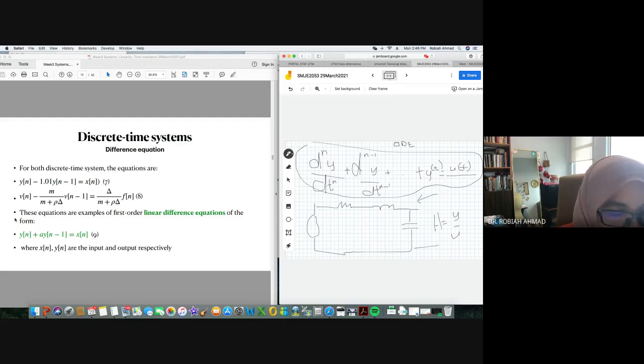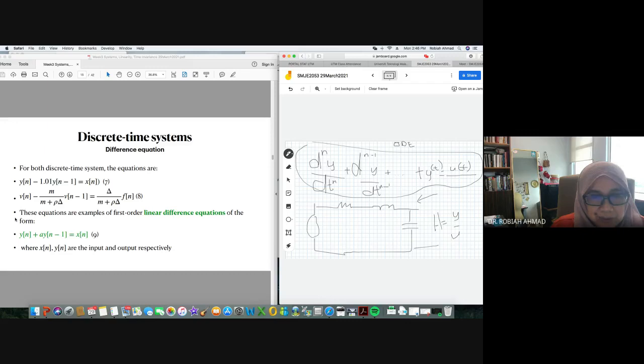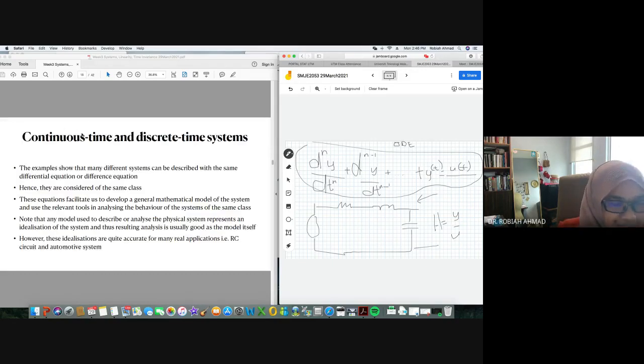Output. Okay. Apa dia? Ada soalan tadi? Nothing. Just now someone's talking? Tak ada lah. Okay. So in other words, continuous, differential, discrete, difference. Okay. So I move to the next.